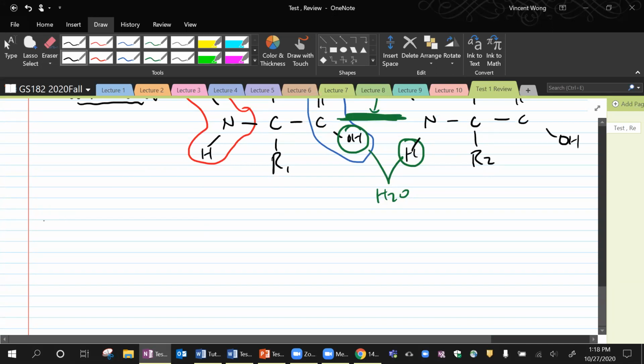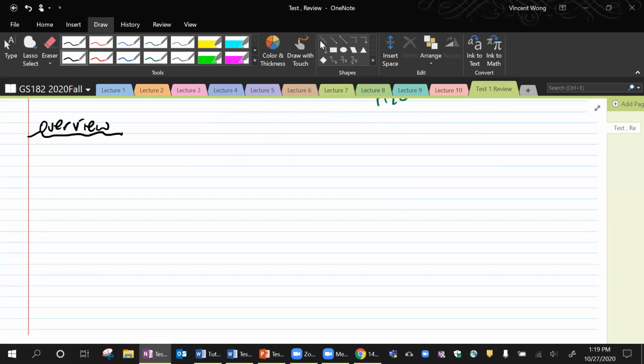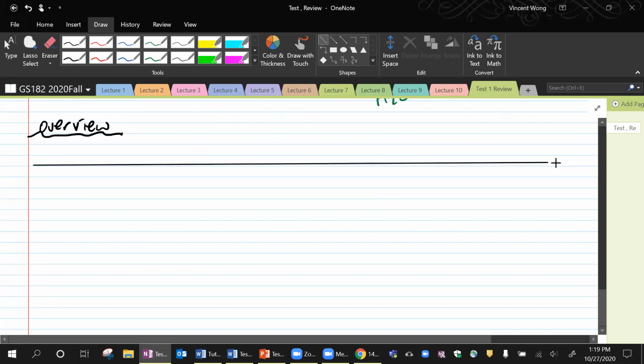All right, so let's do an overview of the macromolecules. Maybe we can do a chart. So this is macromolecule, and then we will do elements here, and then we'll do type here.